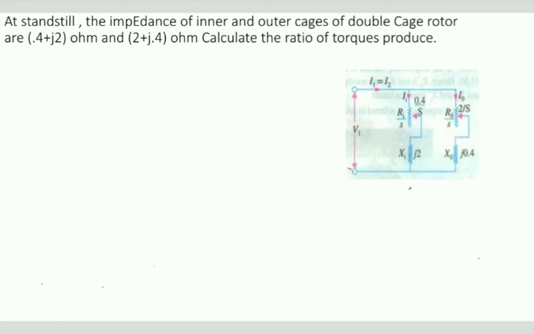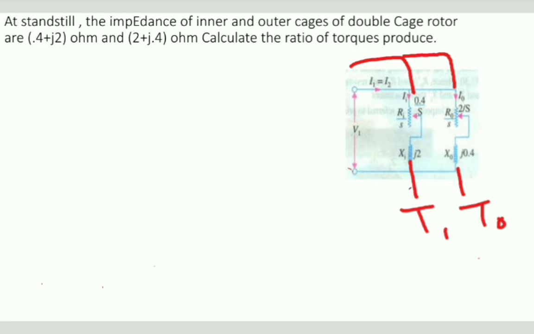At standstill, the impedances of the inner and outer cages of a double cage rotor are given. Calculate the ratio of torques produced. What we have to find out is the torque: when the current enters the inner cage it produces some torque, and the outer cage produces some torque. So this will be the inner torque Ti and this will be the outer cage torque To. We have to find out the ratio.